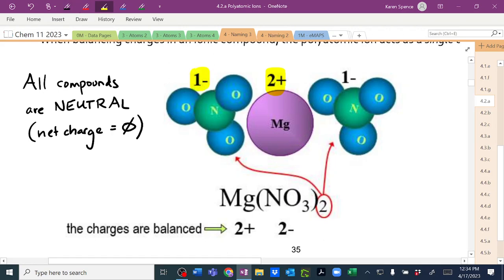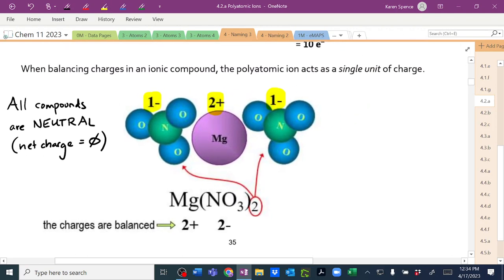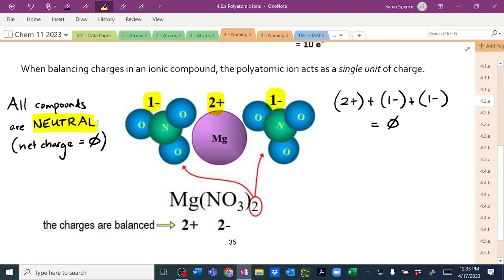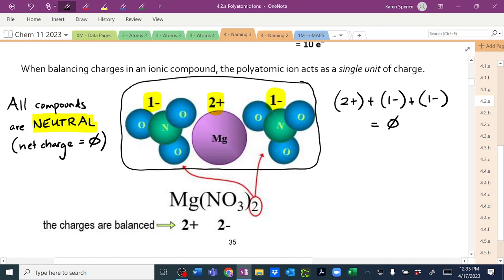We also have in this compound a -1 and a -1. Now, if we take that and we add that all up, we have 2+ plus 1- plus 1-. What do we get? We get 0, which is what we should get because all compounds are neutral. By the way, what would we call this little group of ions here, an Mg and 2 NO3s? That would be a formula unit, yes.